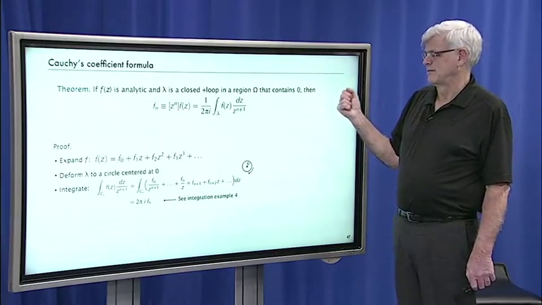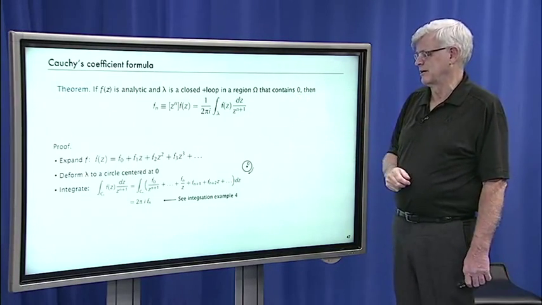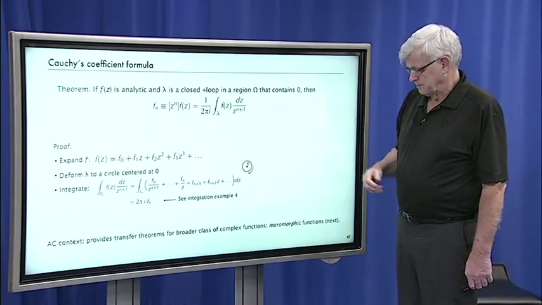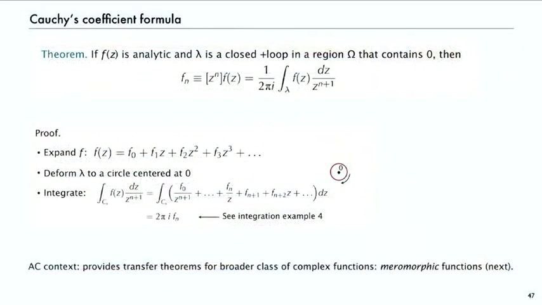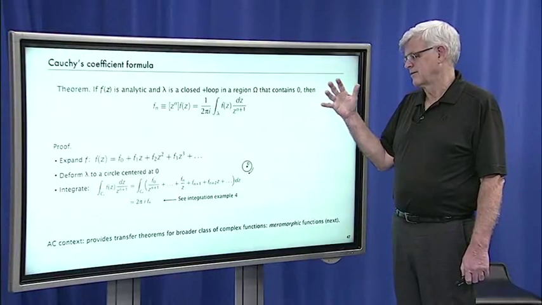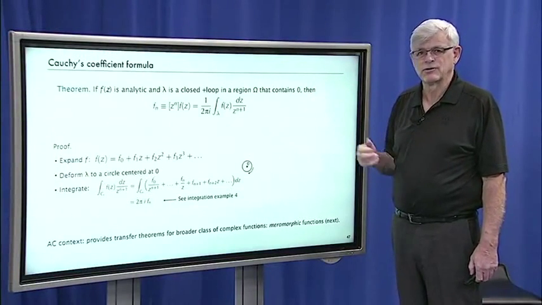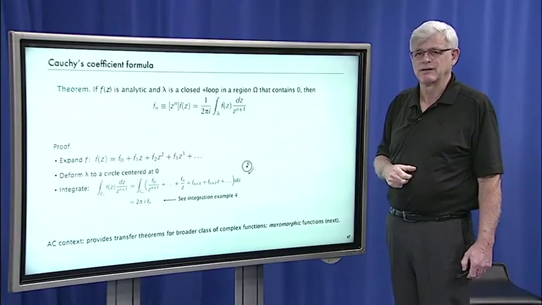Just a consequence of the null integral property of complex integration. So in the context of analytic combinatorics, this is going to lead to the transfer theorems for a much broader class of functions called the meromorphic functions, and that's what we're going to look at next. The idea of complex integration is a deep and powerful idea that's going to be very helpful to us in analytic combinatorics.